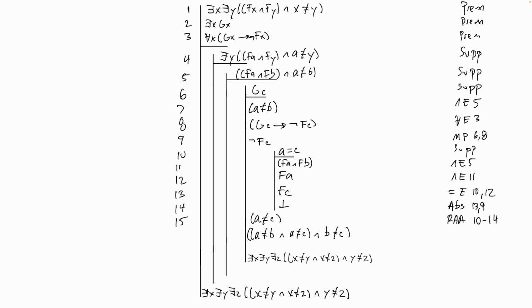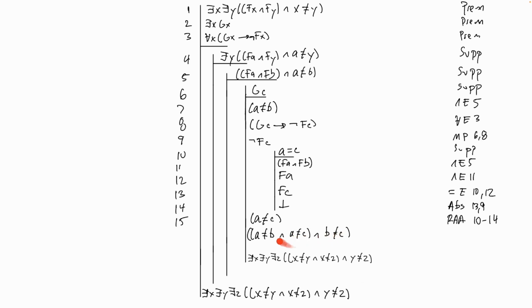And in combination with not FC, that gets me absurdity, which then by reductio gets me that A is not identical to C. Okay, so now we've got A isn't identical to B, and A isn't identical to C, so we only need to get B isn't identical to C, and we're going to do that in an exactly similar way, where we would suppose that B is C, and then because we have FB, that would get us FC again, which would contradict not FC, and so we would get absurdity from supposing that B is identical to C, and so we would get B isn't identical to C.